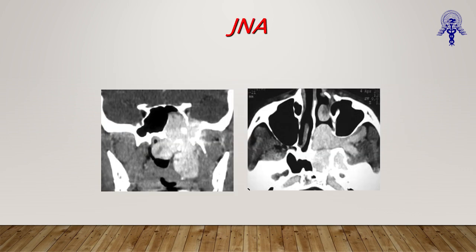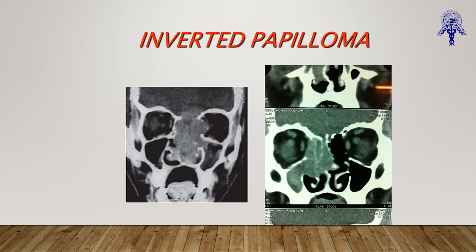Again JNA: pterygoid plates destroyed, medial pterygoid plate, everything is gone, and this is the typical early JNA. From the posterior nasal cavity there is widening of the space between the posterior wall of the maxillary sinus, which is still intact, and the pterygoid wedge, going into the pterygopalatine fossa and infratemporal fossa. This is the root of JNA, and superiorly it goes to the superior orbital fissure.